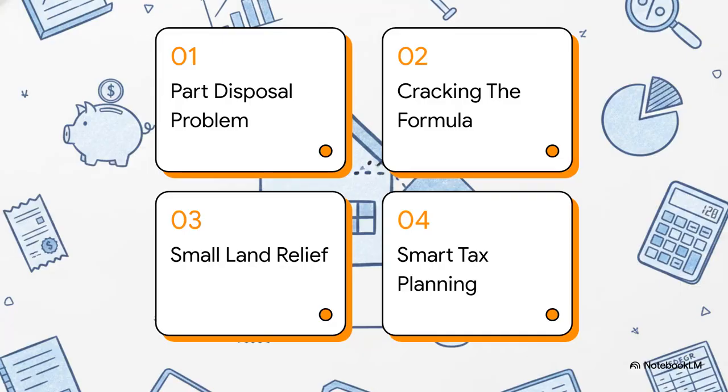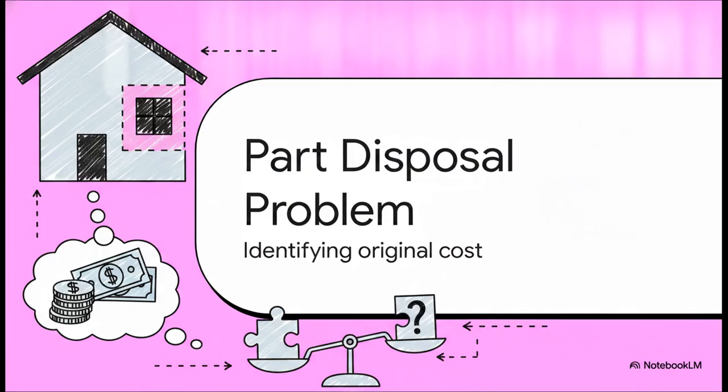Here is our roadmap for today. 1. The part disposal problem. 2. Cracking the cost formula. 3. Small land disposal relief. And 4. Smart tax planning considerations. All right, part 1, the part disposal problem.